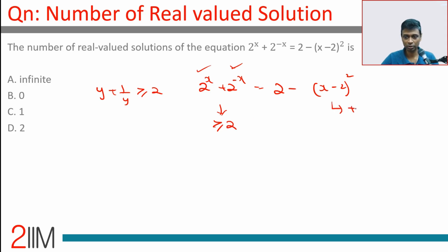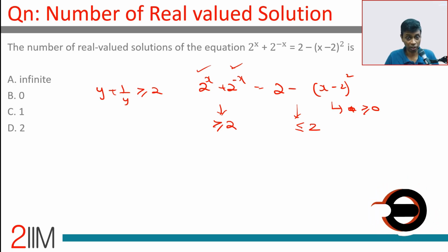This side, this is greater than or equal to 0, or this part is less than or equal to 2. From 2, you're subtracting a non-negative number. The maximum value the expression can be is 2. We're done. This has to be greater than or equal to 2. That has to be less than or equal to 2. The only possibility is if both are equal to 2. Be equal to 2 when x is 0. Put x equal to 0. 2 power 0 plus 2 power minus 0.